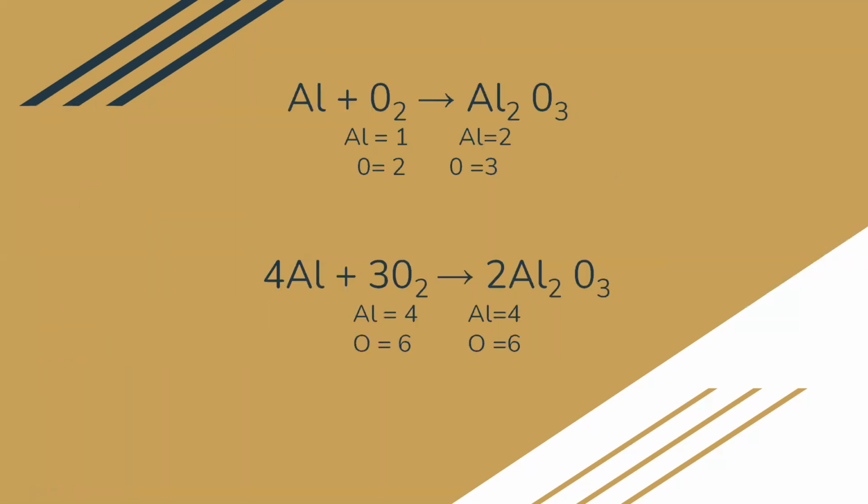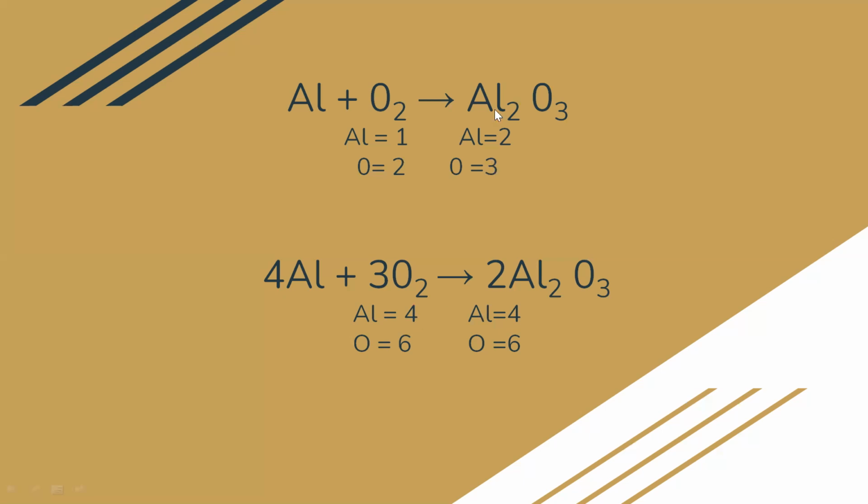CO2. Another sample: we have aluminum plus oxygen gas reacts with aluminum oxide. Here aluminum is 1, so just write 1, oxygen gas is 2, and for the products, aluminum is 2 and oxygen is 3. In this case, aluminum 1 and aluminum 2, it's not balanced. So what we're going to do is balance. Here I put a coefficient of 4. So we have 4 molecules of aluminum. So aluminum is equal to 4.